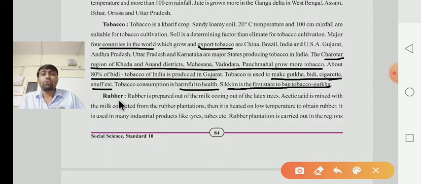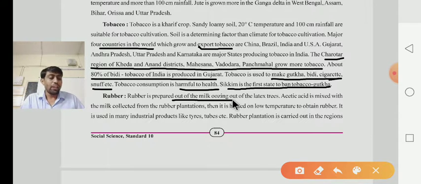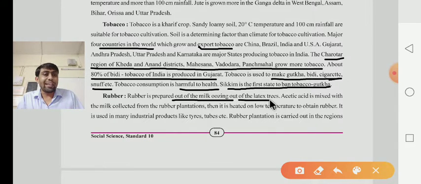Now next one, they have given the information of rubber. Rubber is prepared out of the milk oozing out of the latex tree. Which tree? Latex tree. It means milk oozing. Milk oozing, it means jharta dudh, cheer.